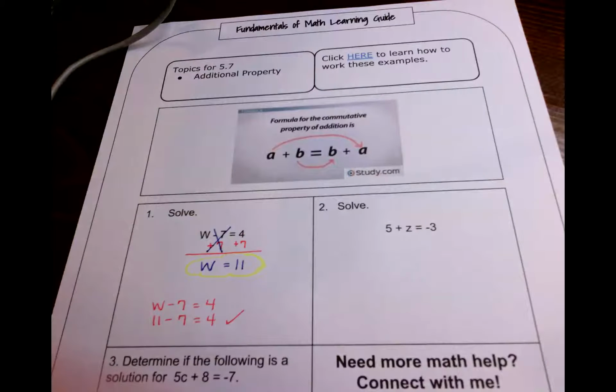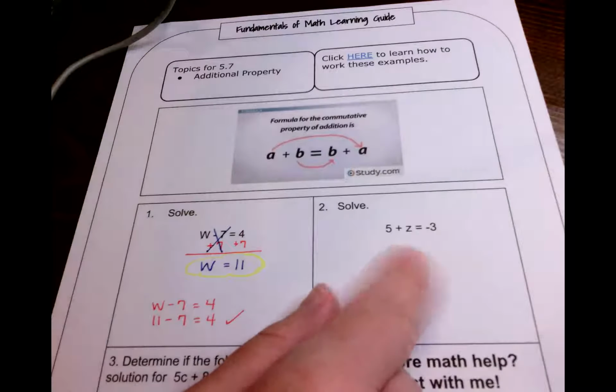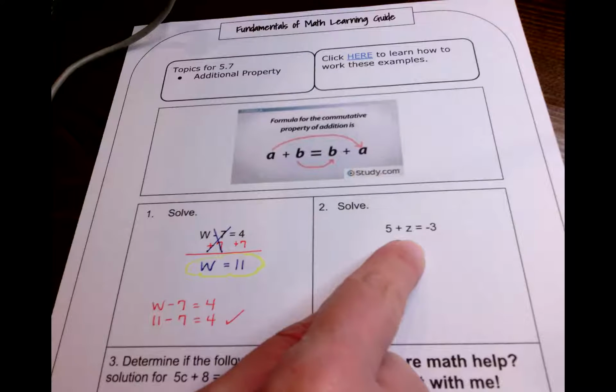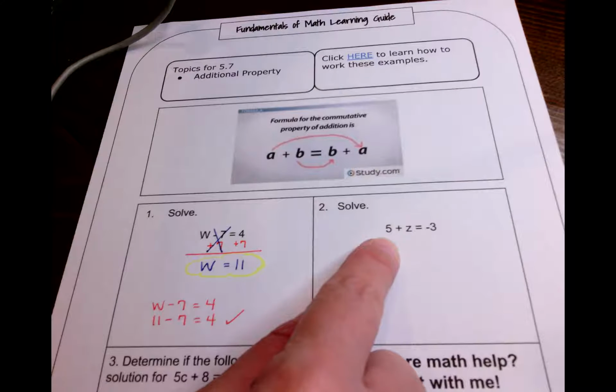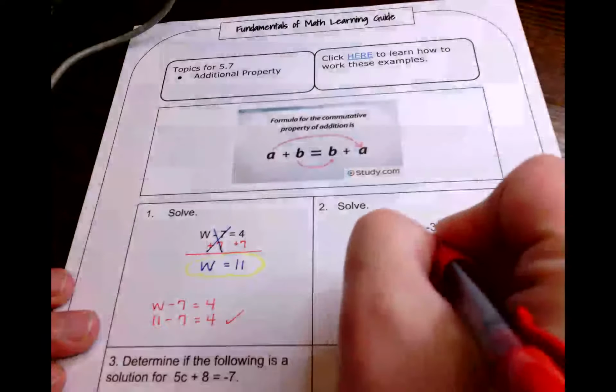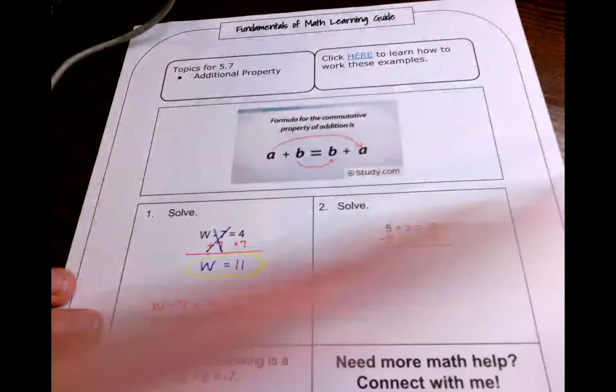Okay, let's look at number 2 now. 5 plus z equals negative 3. So we ask ourselves, what's happening to the z? What's happening to the variable? It's being added by 5. So we're going to do the opposite of adding 5, which is to subtract 5. So we'll subtract 5 from both sides.